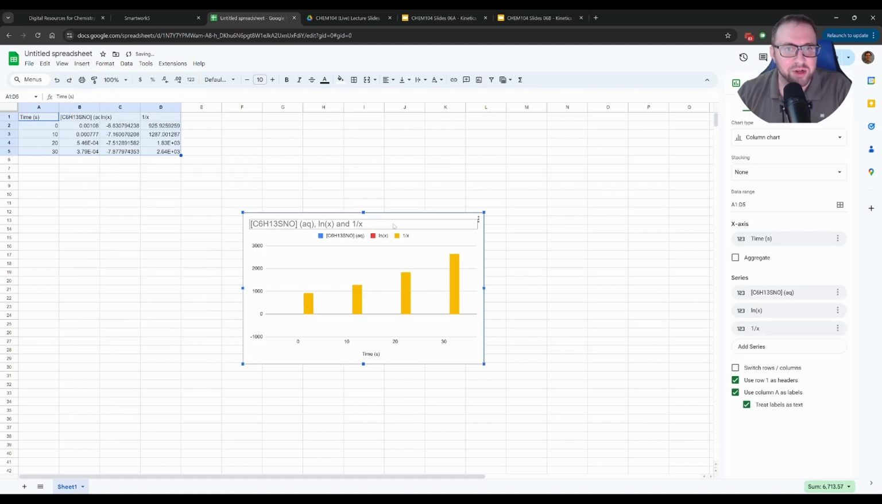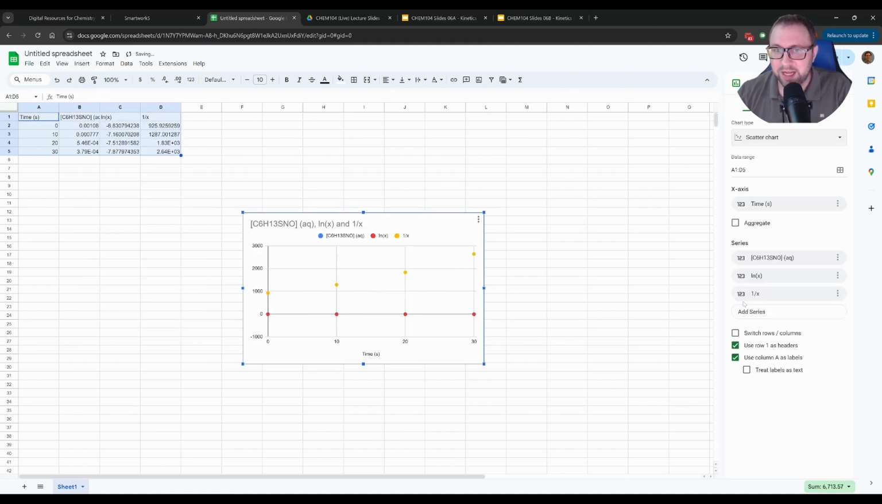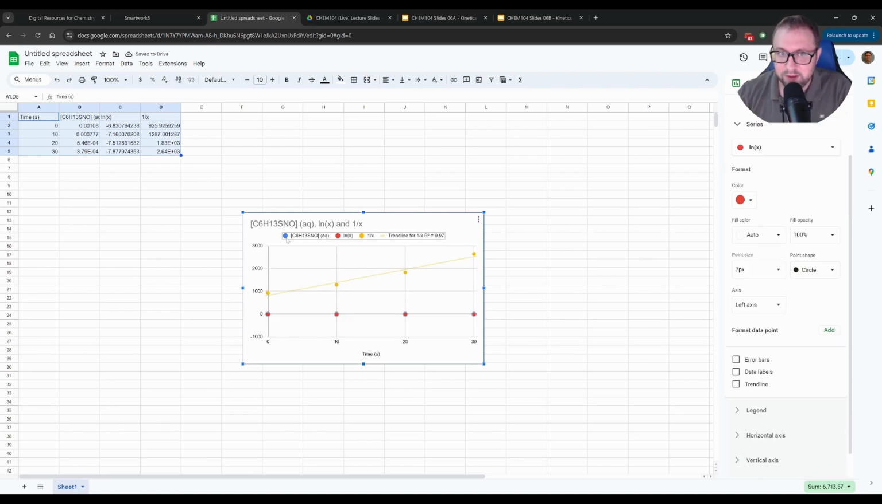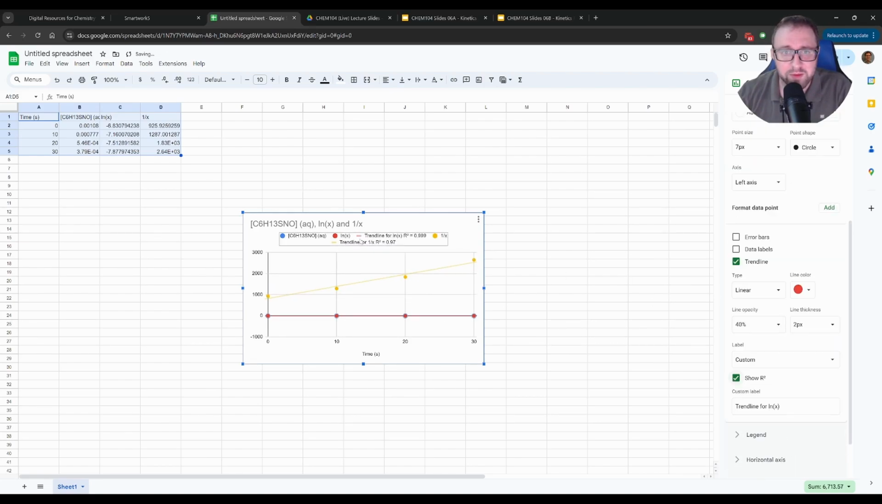I'm going to do insert chart. I want a scatter plot, and these are wildly different axes, right? So it doesn't make super great sense to put these as 1, but that's okay. And then I want to turn on labels for these, right? There we go, trend line. So we'll put on trend lines for each of these. Get our R squared on there so we can see that.